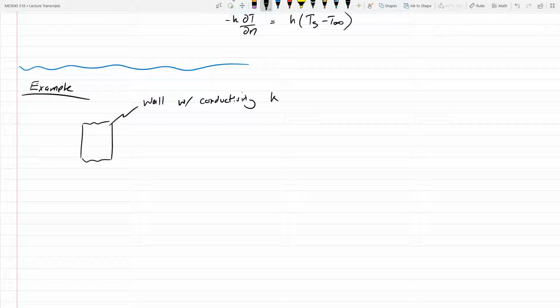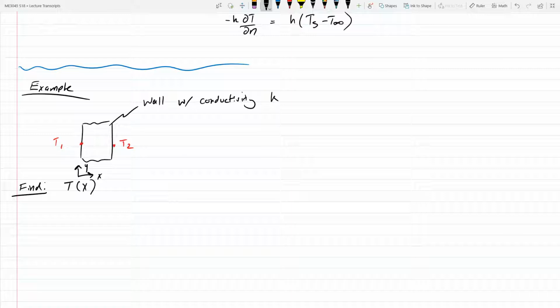And what we want to find here, let's say that one side of the wall is at some temperature T1, the other's at T2, and we want to find the temperature inside of the wall. That is the temperature along X. If this is our X, this is our Y.